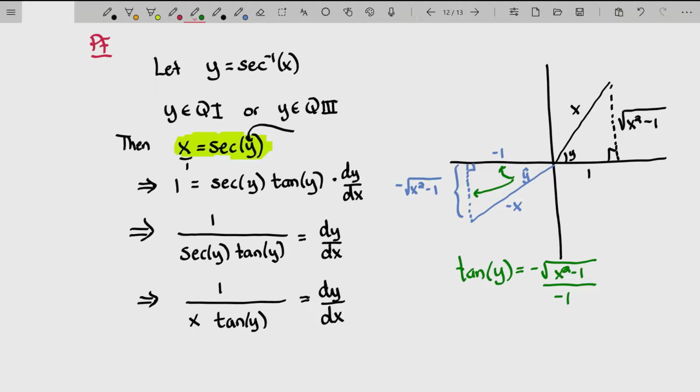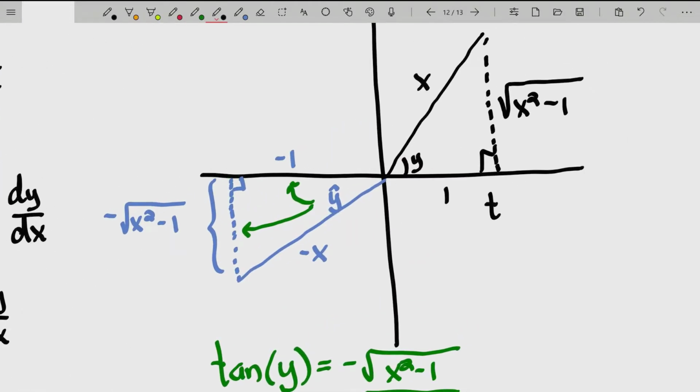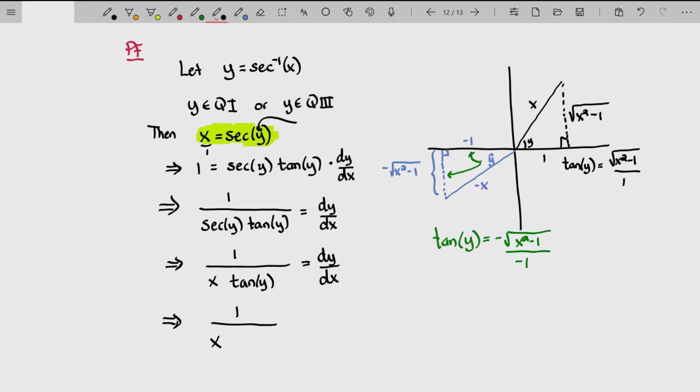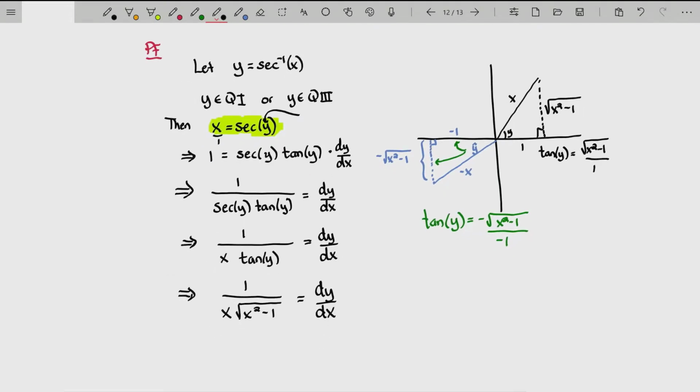So there you go. In either case, I didn't say it in the black ink, sorry about that, but in either case, the tangent is the square root of x squared minus 1 over 1, or square root of x squared minus 1 itself. So now we can go back over here and just say that implies 1 over x times the tangent of y, square root of x squared minus 1, is equal to dy dx. QED. So we are done proving that.